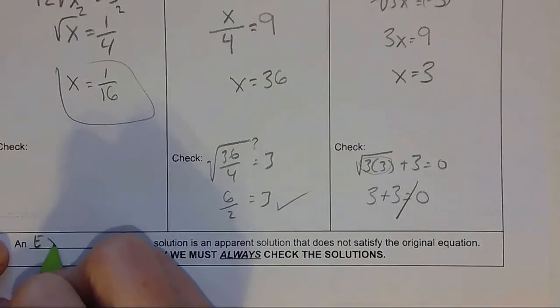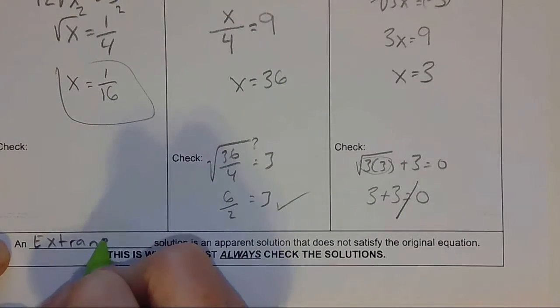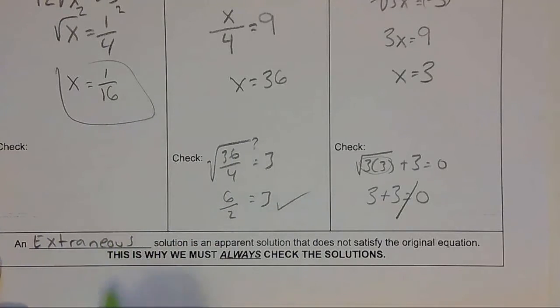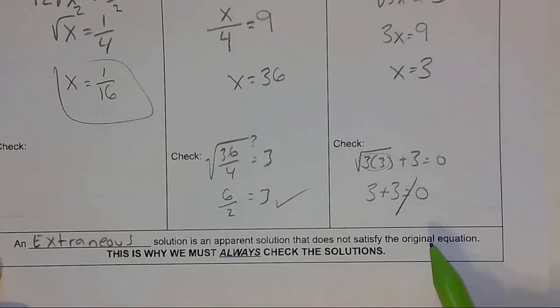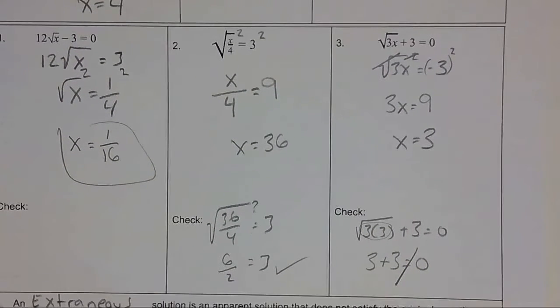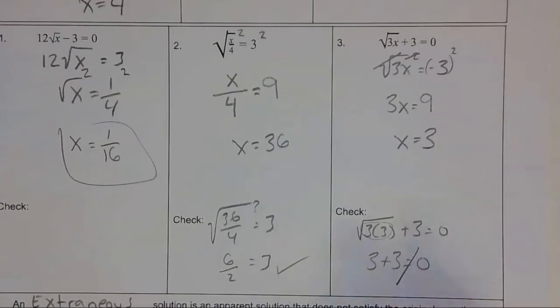I meant to write it in beforehand. That is called extraneous. An extraneous solution is when it looks like it worked. I did the math, it worked out, but then when you actually plug it back in, it does not work. You have to check your answers on these because square roots are tricky. When you're squaring both sides, you're making negatives turn into positives, things like that. So you've got to be careful.